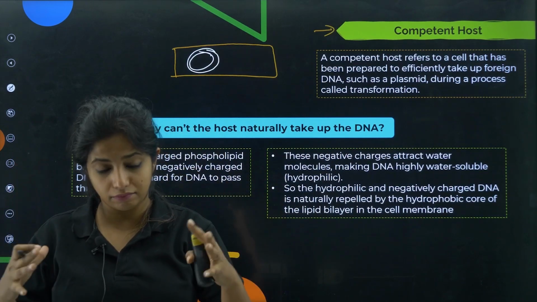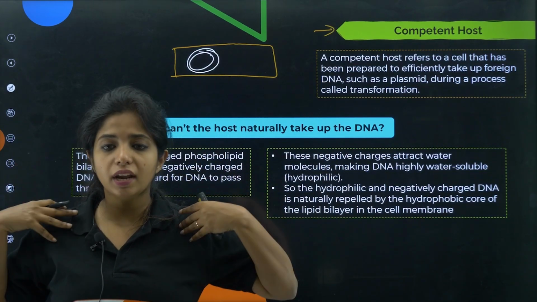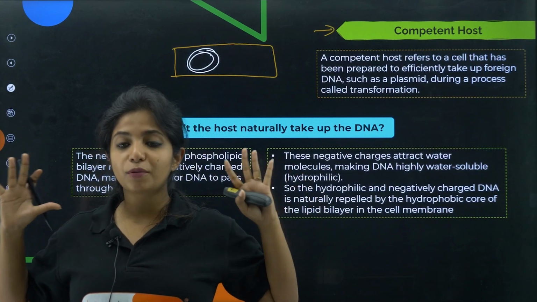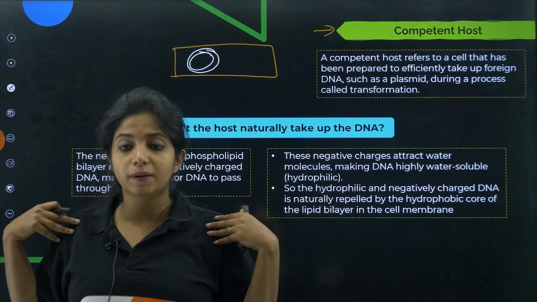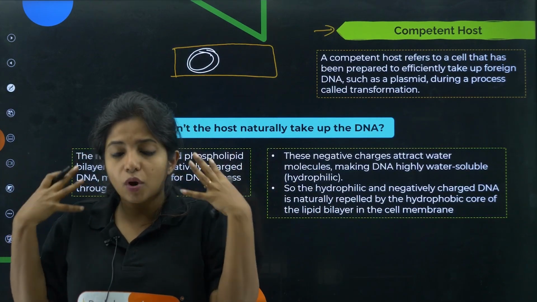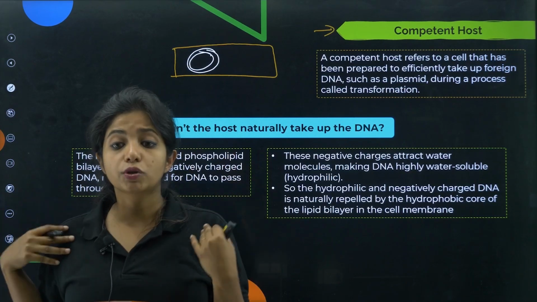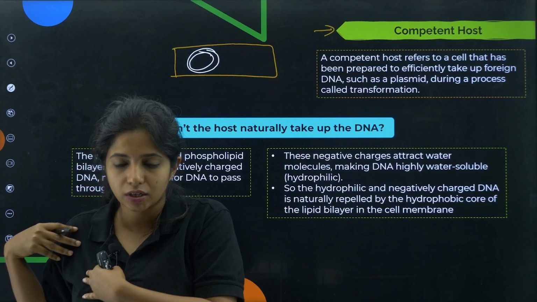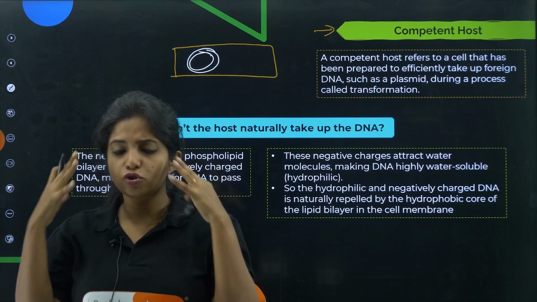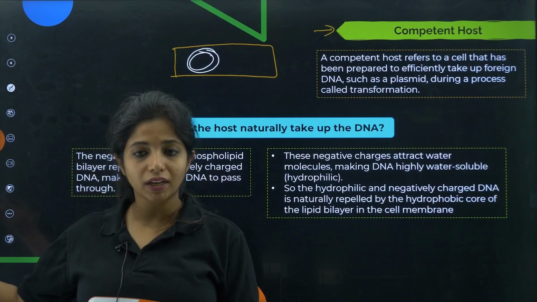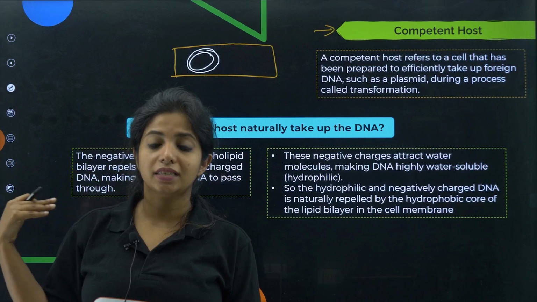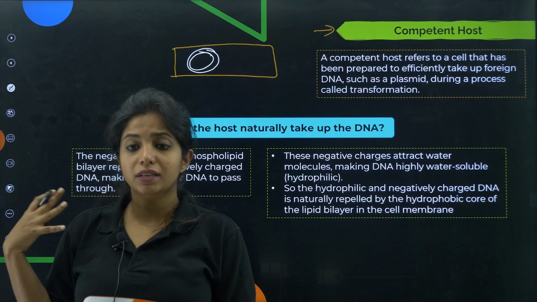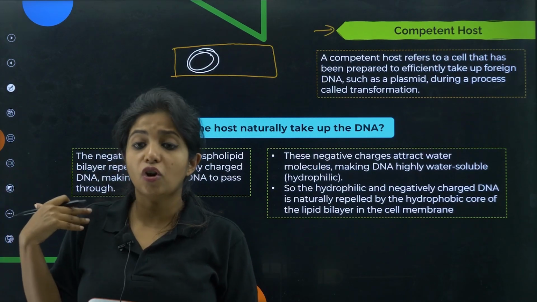Okay, what do you call it? It becomes a competent host. When I say that I am okay, I am perfectly okay for transformation to take place inside my body, that means my body has undergone certain changes, which is why I can take the DNA up very easily during the process of transformation. If for suppose I say there is no change in my body, I cannot allow the entry of any particular DNA inside my body or inside my cell, that means basically I'm not a competent host.